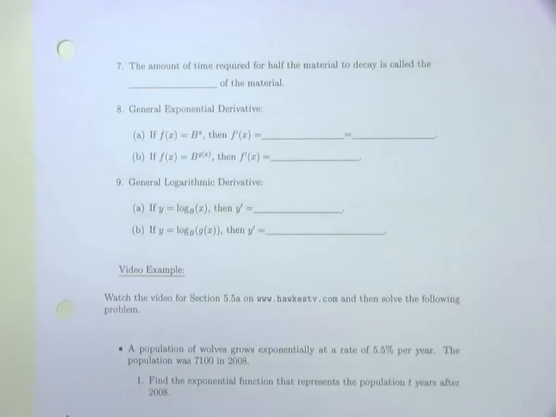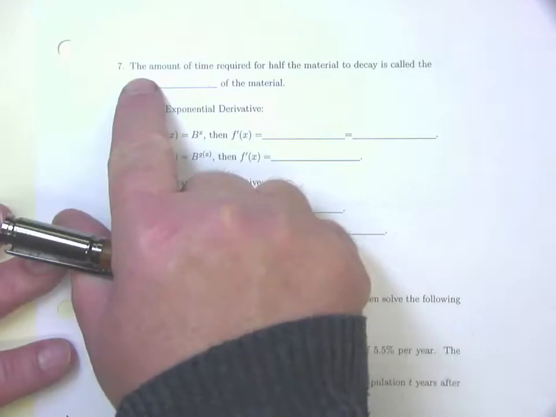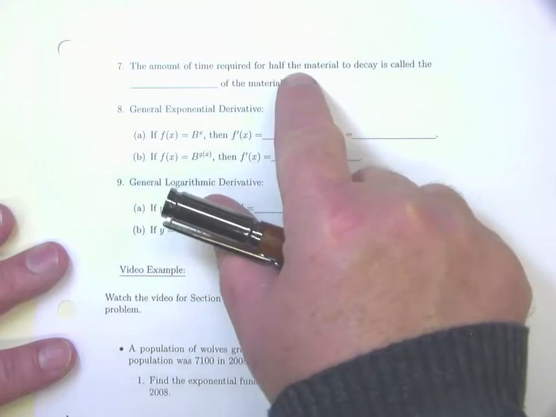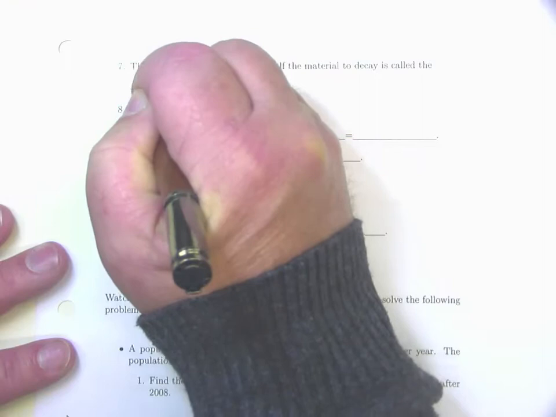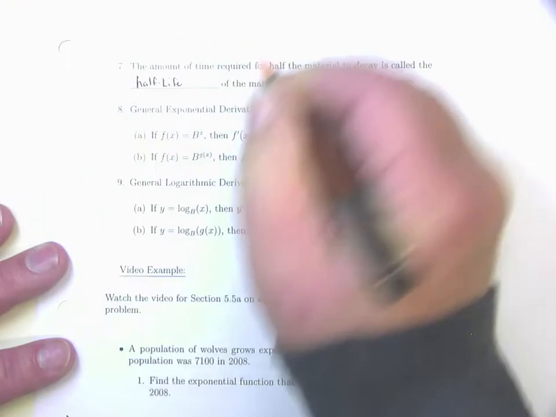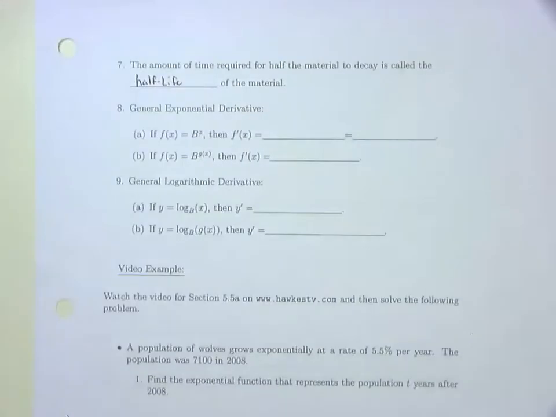However, when you start working in the world of decay, exponential decay, you are going to work in the world of basically radioactive materials, and they talk about things like half-life. And here it is. The amount of time required for half the material to decay is called the half-life of the material. Even in science, carbon-14 dating is how they try to figure out how old a particular object is.